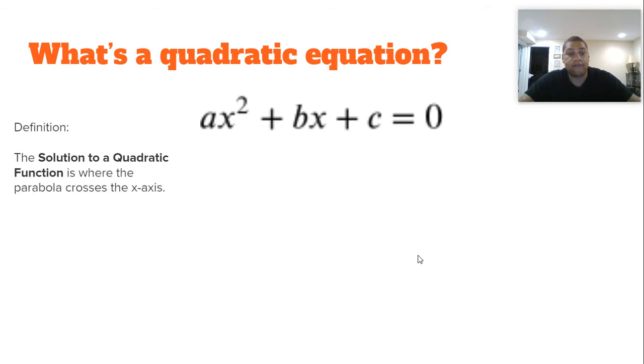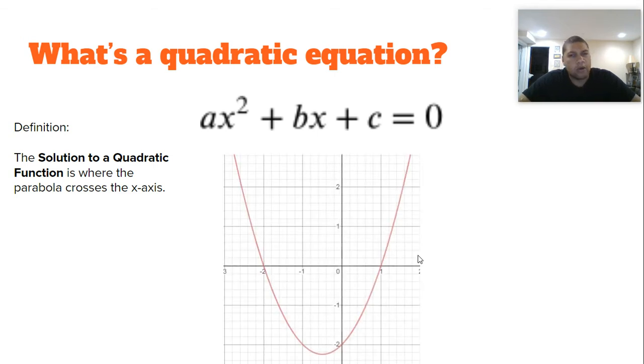Now, with a graph, the definition of a solution to a quadratic function is where the parabola crosses the x-axis. Here, I'm going to pause, write that down. We're looking for where it crosses the x-axis. Pause or unpause. If we have a parabola, we're looking for these 2 points, right? These 2 points where the parabola crosses the x-axis.